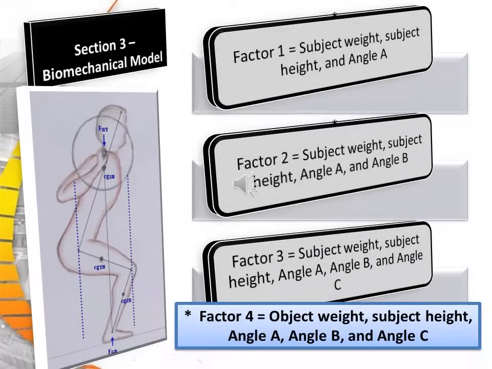Factor 1 equals the subject weight, the subject height, and angle A. Factor 2 is the subject weight, subject height, angle A, and angle B. Factor 3 is subject height, angle A, angle B, and angle C. Factor 4 equals the object weight, the subject height, angle A, angle B, and angle C.